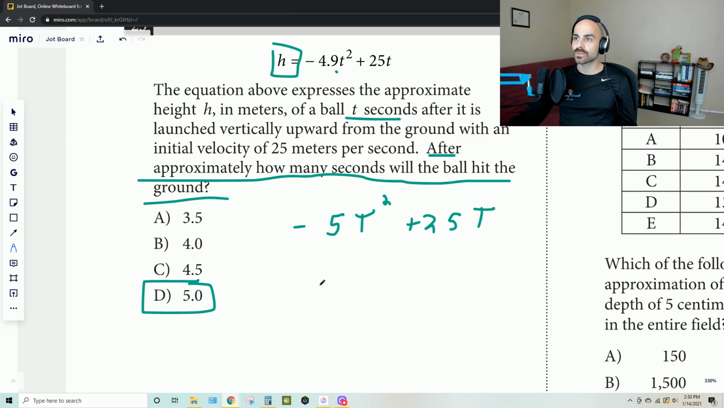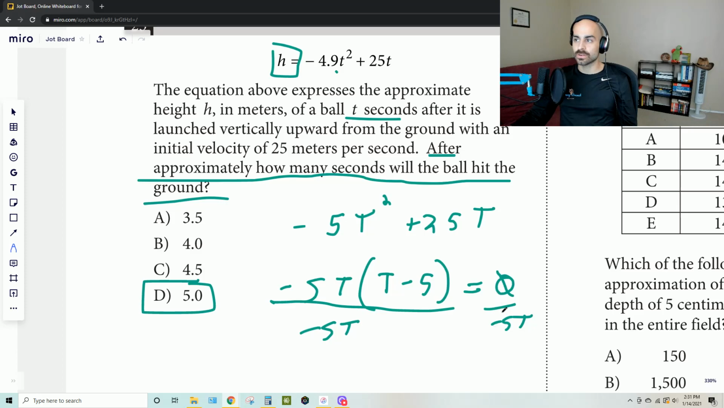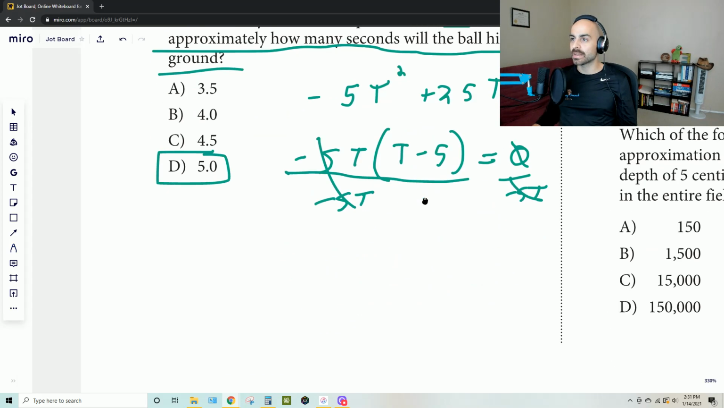25t, then we can factor out 5t out of this. And then we'd end up with, and I'm going to make this negative here, negative 5t, and then we would just have t minus 5 here, and this would be equal to 0. Remember, when you're trying to find the x-intercept, you want to set h, or in this case y, to 0. And we can now rewrite, to solve for t, well, we can divide both sides by negative 5t, and that just leaves us with, that cancels that out, and 0 divided by anything is just 0. So then you're just left with t minus 5 equals 0, which means t would equal 5, and that's what gives us D.